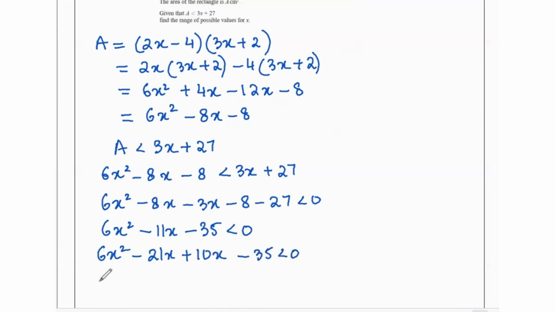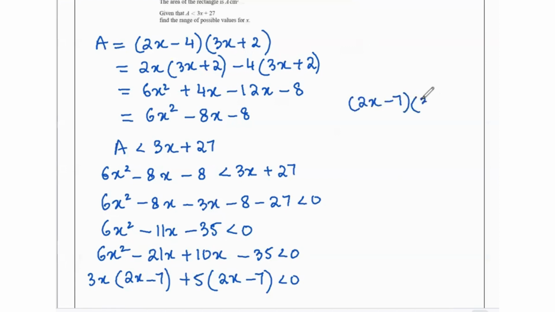Between 6x squared and 21x, we have 3x common. So 2x minus 7. And between 10x and negative 35, we have plus 5 common. So 2x minus 7 comes in the bracket again. Between 3x and 5, we have 2x minus 7 common. So 2x minus 7, bracket 3x plus 5 is less than 0.